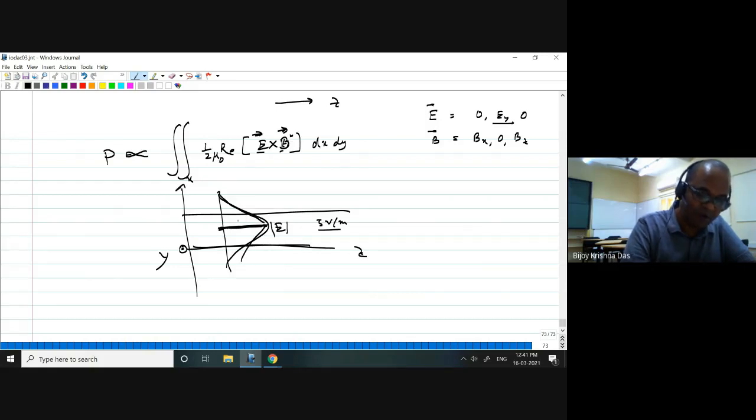If it is 5 volt, maybe I can consider here it is also oscillating maybe 0.1 volt per meter. Maximum field amplitude will be 0.1 volt per meter. It should not exceed that, but it will be oscillating at the same frequency. Whatever is oscillating here at the same frequency, this is also oscillating at the same frequency.